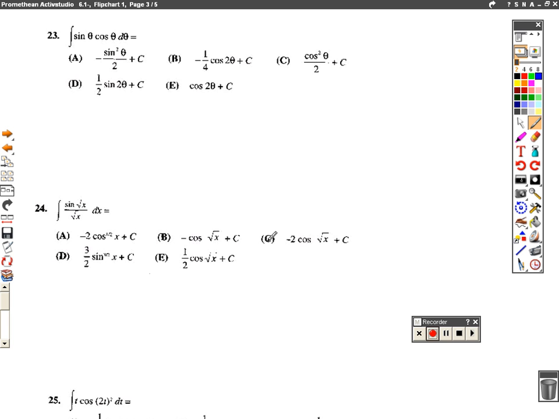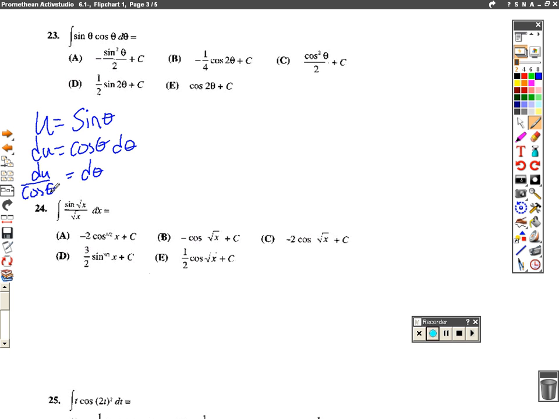All right, number 23. Integral of sine theta cosine theta d theta. Whenever you see sines and cosines and at least one of them has a power of 1, we're going to go ahead and make one of them your u. So in this case, I'm going to make sine of theta my u. du would be cosine of theta d theta, which means d theta would be du over cosine of theta.